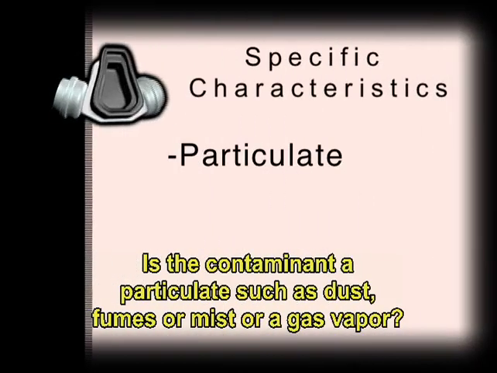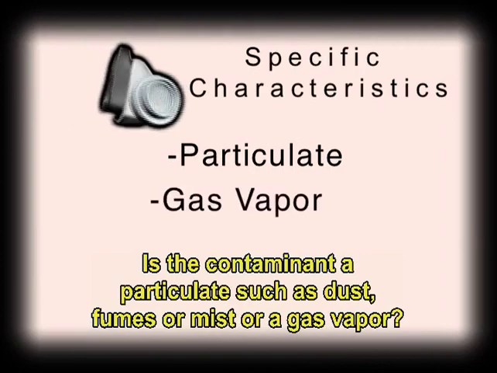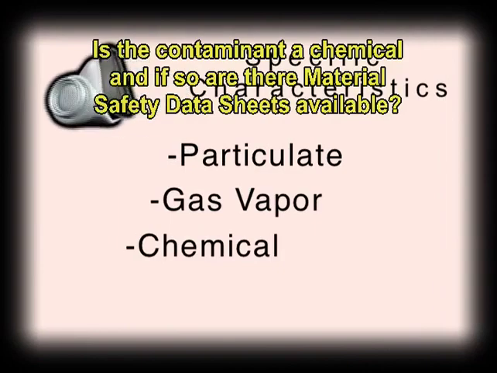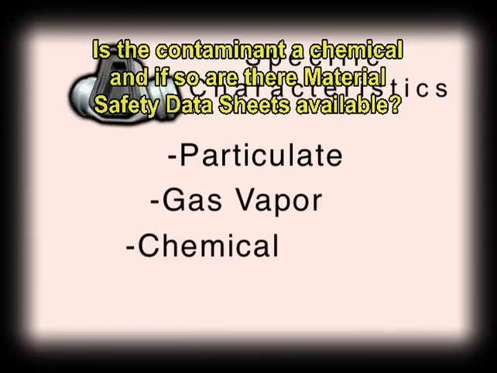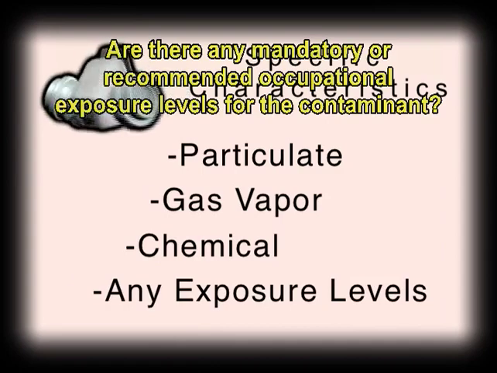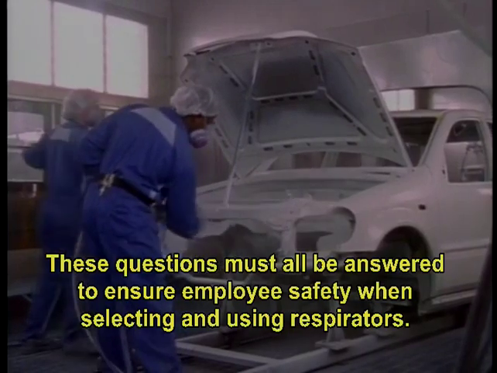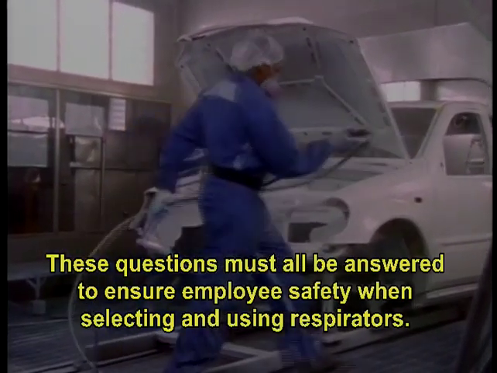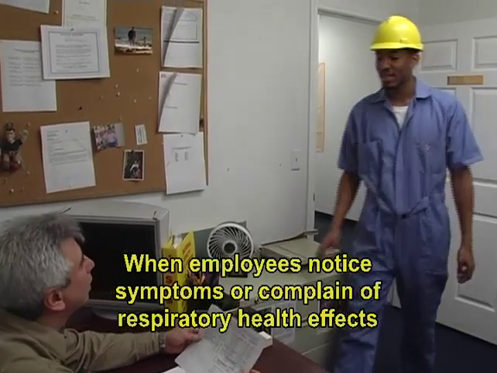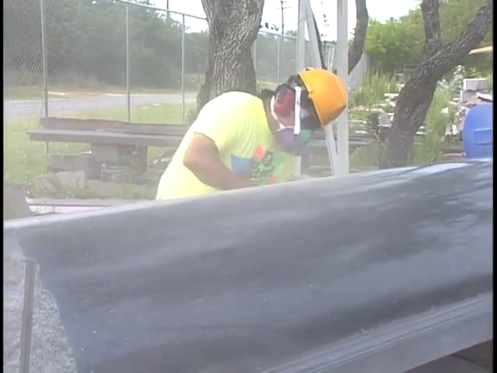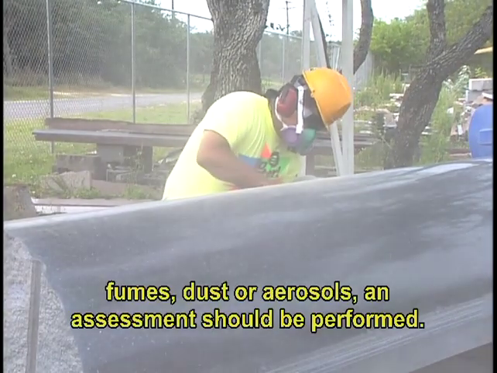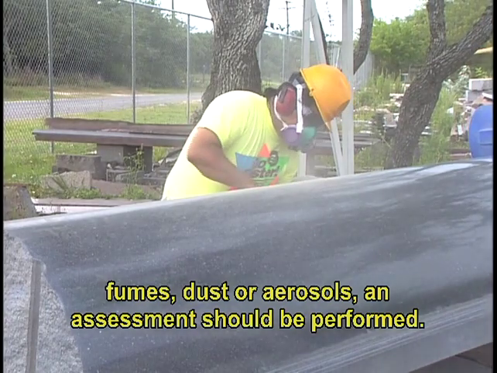Is the contaminant a particulate, such as dust, fumes, or mist, or a gas or vapor? Is the contaminant a chemical? And if so, are there material safety data sheets available? Are there any mandatory or recommended occupational exposure levels for the contaminant? These questions must all be answered to ensure employee safety when selecting and using respirators. When employees notice symptoms or complain of respiratory health effects, or if the workplace contains visible emissions such as fumes, dust, or aerosols, an assessment should be performed.